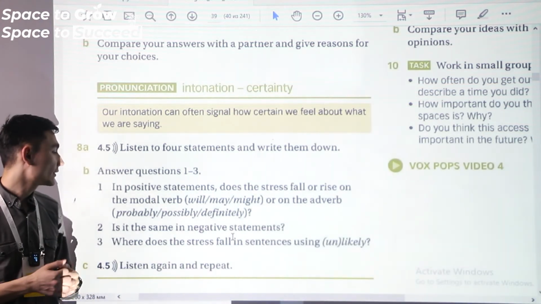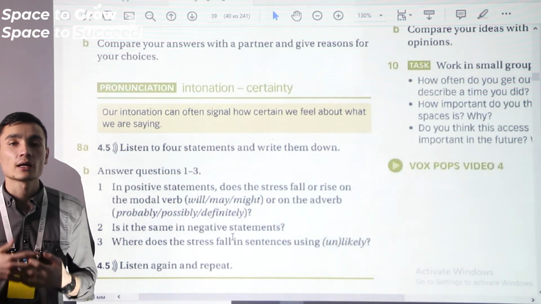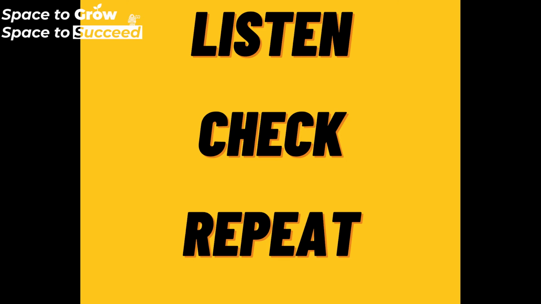Exercise 8b. Listen again and repeat. Now listen again. Listen to the audio again and repeat the sentences in order to improve your pronunciation level.